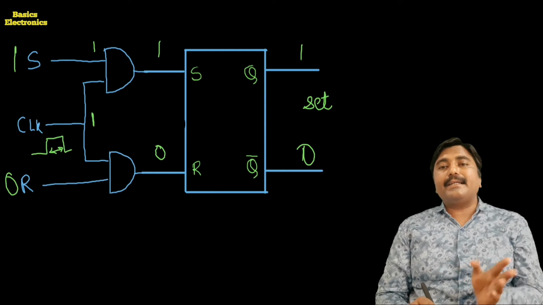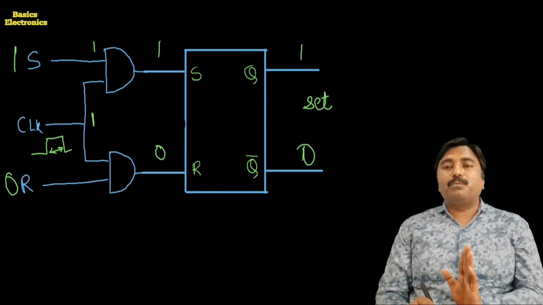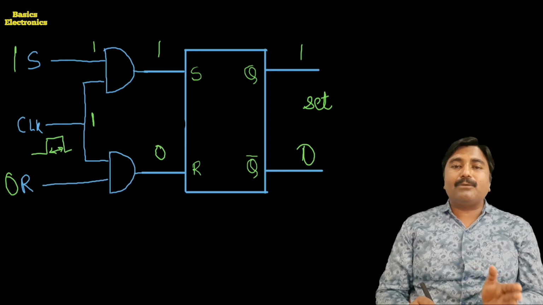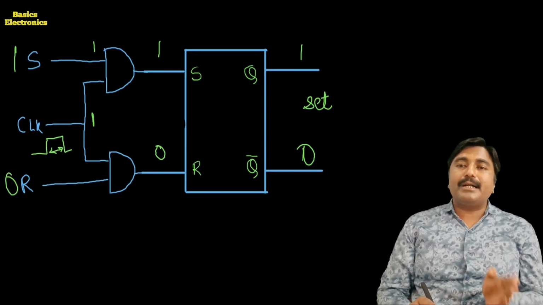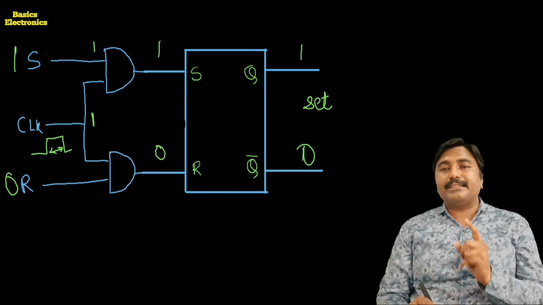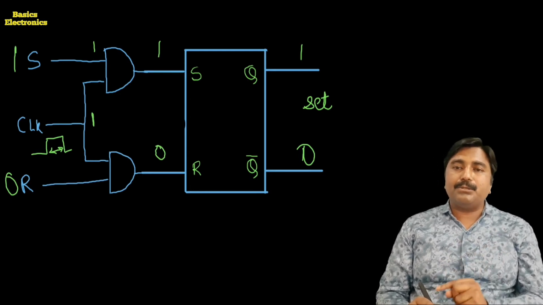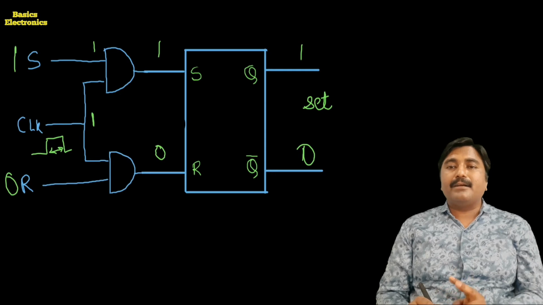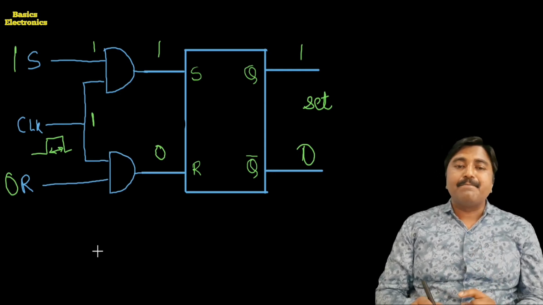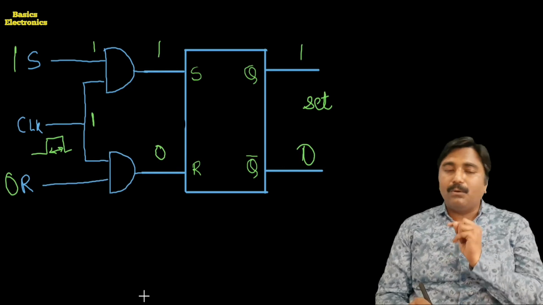Okay, so we get the same output state when S equals 0, R equals 1, and when S equals 1, R equals 0. We get the same state, that is the no change condition, when S equals 0, R equals 0. But in these three conditions, what is the requirement? The requirement is that the clock pulse is equal to 1.